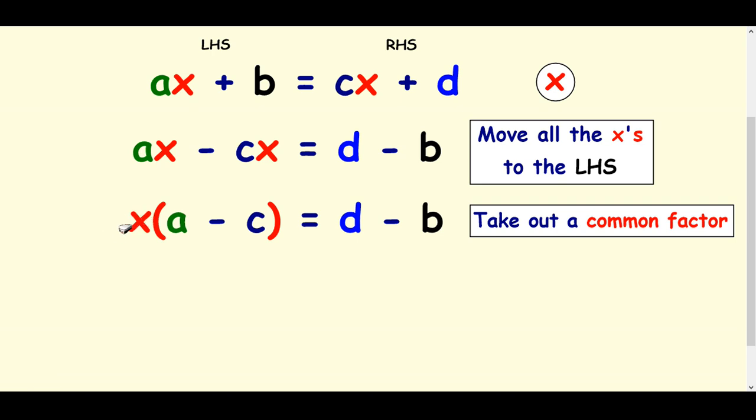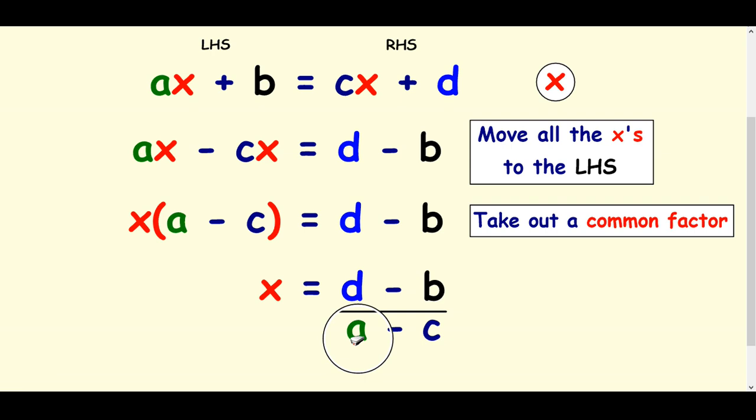To get the x now, x has been multiplied by this bracket, so I can just divide by that whole bracket, a minus c. Now you'll notice I don't have the bracket in anymore. That's absolutely fine. You can keep the bracket in. I think in the following examples I've kept the bracket in, or you can put the bracket out. It doesn't affect the formula at all.